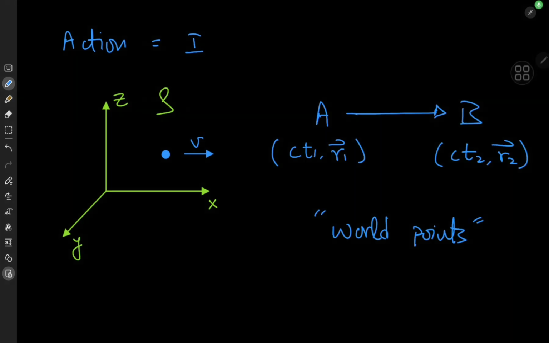So out of all possible paths leading from A to B, the particle will choose the path that minimizes the action integral I. But how do we define I relativistically?